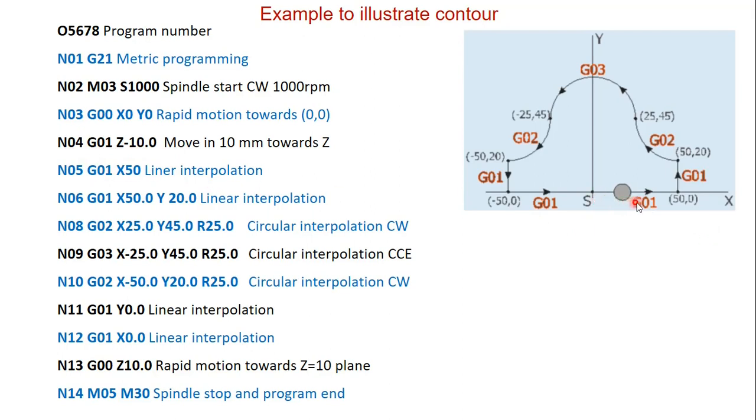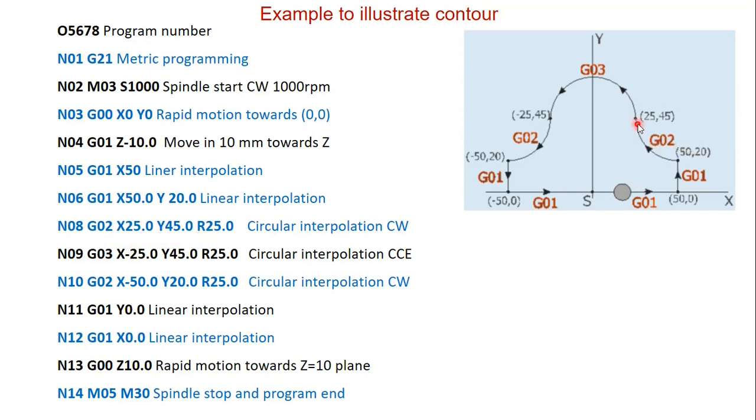From this position I'll go here, that is linear interpolation, G01 X50 Y0. Then again linear interpolation G01, only Y is changing, so that's why you can see Y is 20. And then from here I am going circular interpolation. Okay, so when I am here I have to mention what my endpoint is. Endpoint is this one, so that's why you can see X25 Y45, and then I have to give the radius. So radius is 25, and which type of direction? This is clockwise. So G02 X25 Y45 R25.